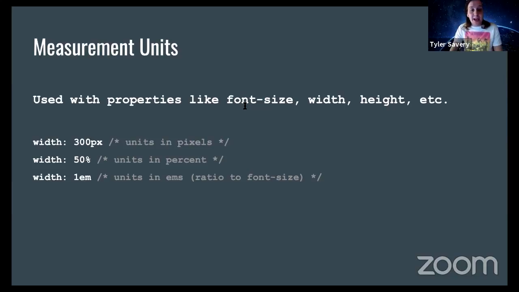You can also do something called ems, em, and that's kind of like a ratio to your font size. So 1em, if your document's base font size is 14 pixels, for example, and then you say, I want a width or a font size or anything of 1em, it's going to be 14 pixels. If I did 2em, it's doing a multiple of that. So 2ems would be 28 pixels. You can also do 1.5, 1.2. It doesn't have to be a fixed number.